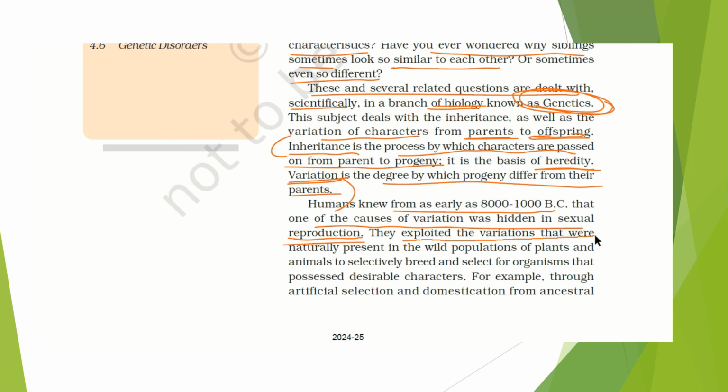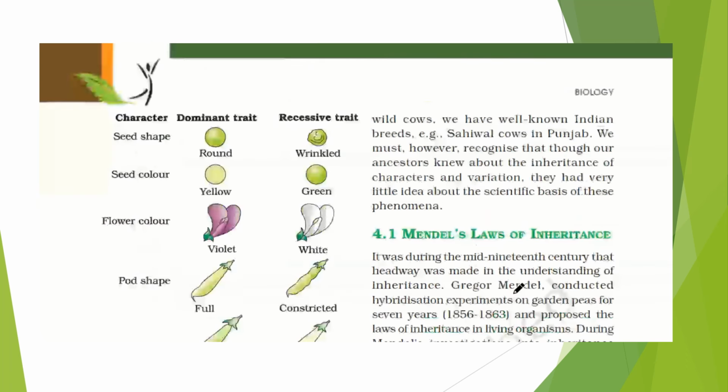They exploited the variations that were naturally present in wild populations of plants and animals to selectively breed organisms that possess desirable characters. What it means is that if you take a wild variety of plants and animals and selectively breed those that possess certain desirable characters, you are selecting the characters and breeding like that. For example, through artificial selection and domestication from the ancestral wild cows, we have well-known Indian breeds.